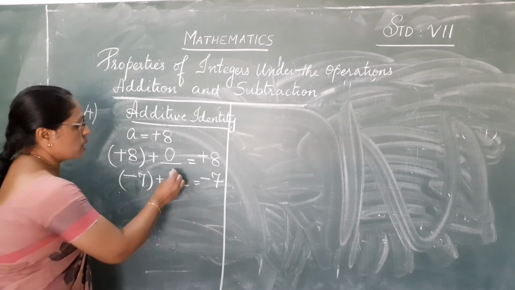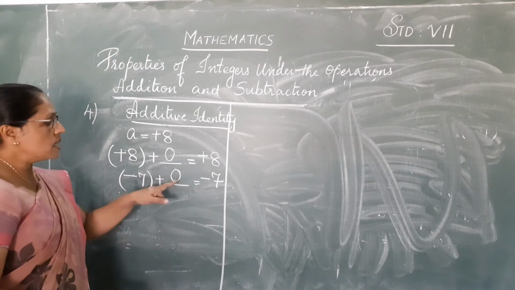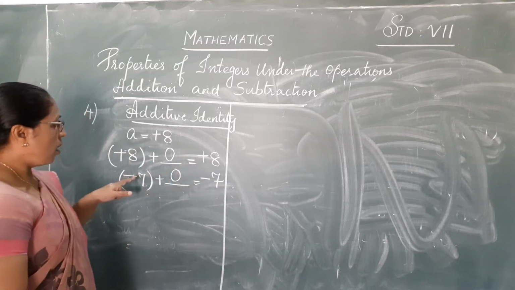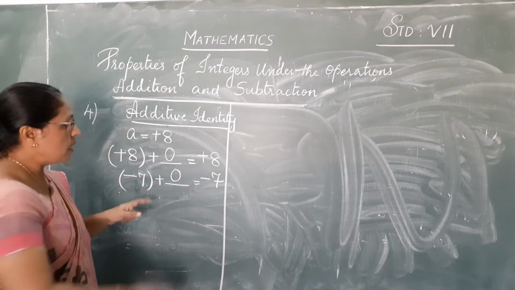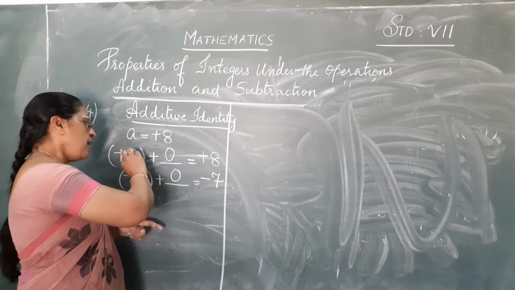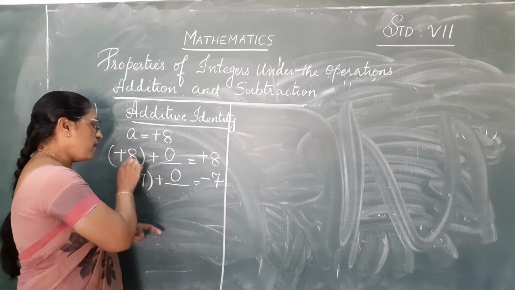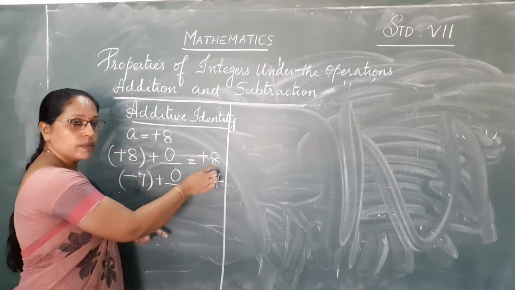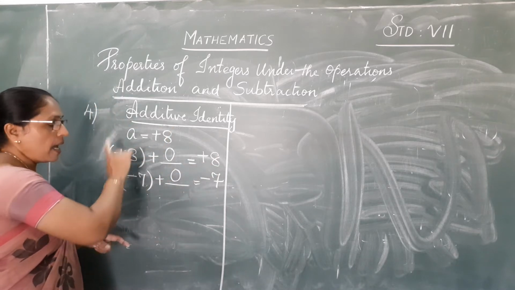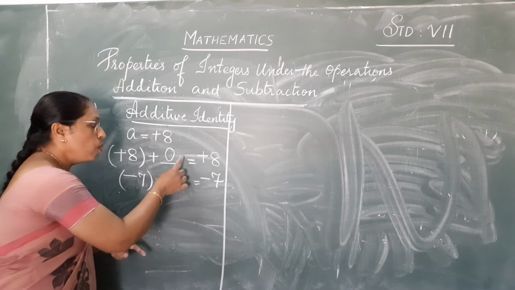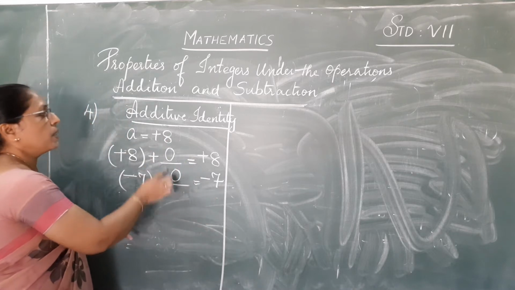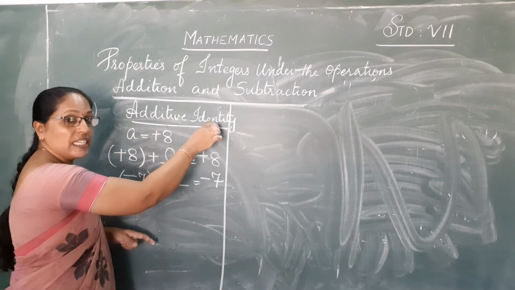Yes, exactly, 0. So this is happening because we are getting the same answer of the number taken because we are adding with 0. So 0 is revealing the identity of the given number positive 8. Positive 8 as positive 8 itself. Negative 7 as negative 7 itself. Which number is doing that? 0. So this property is known as additive identity.